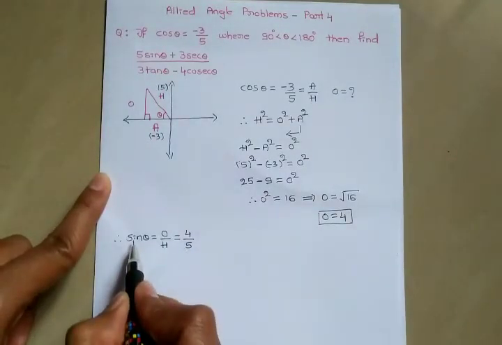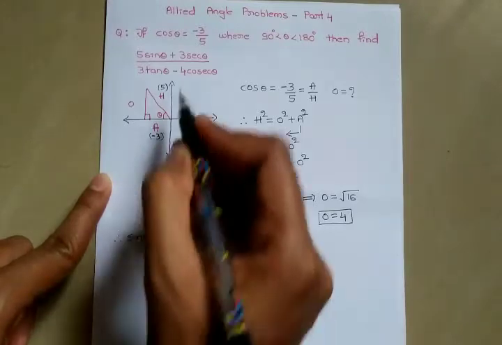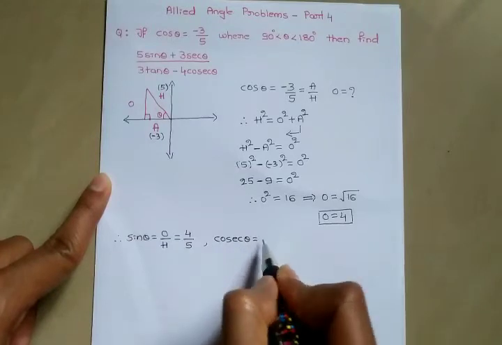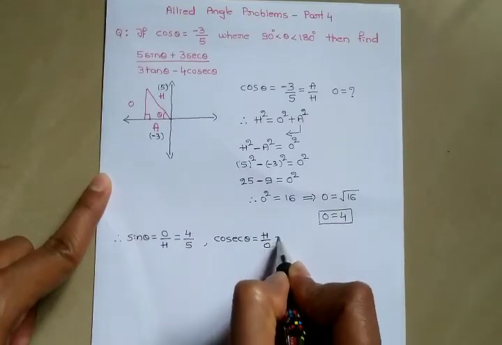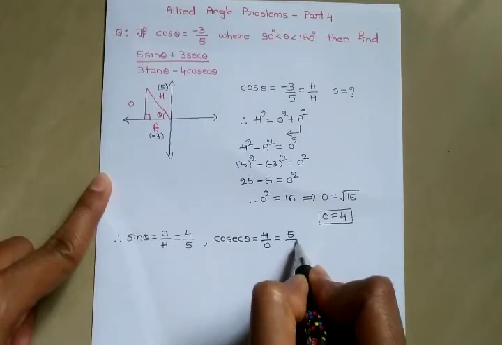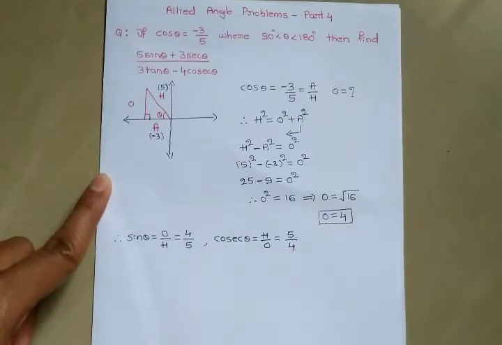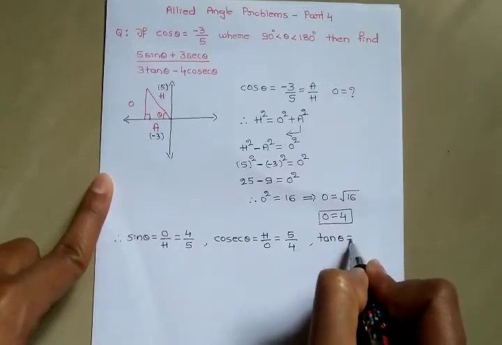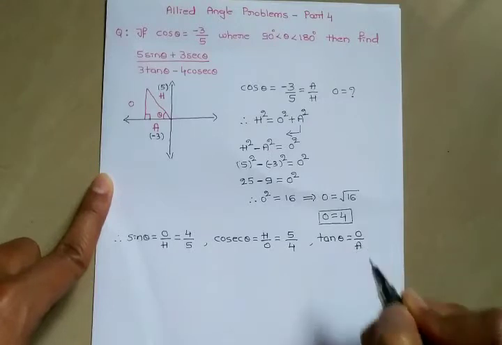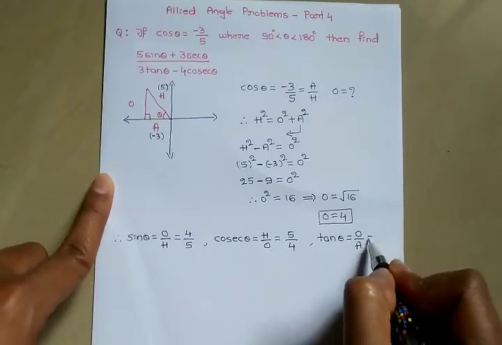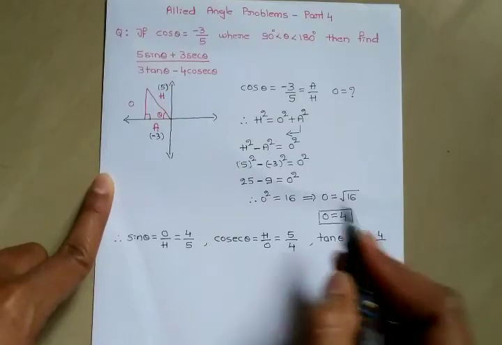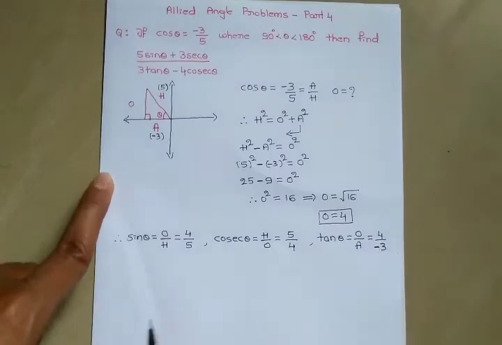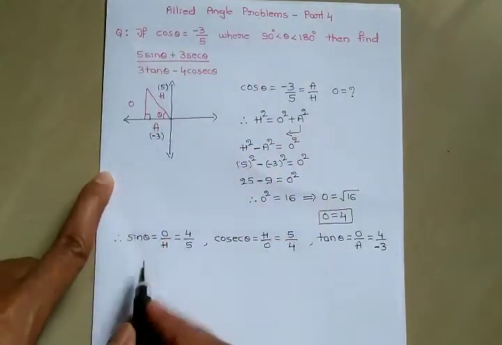Next, cosec theta is the reverse of sine theta, so easily you can write cosec theta is equal to h divided by o, which is 5 divided by 4. Next, tan theta is equal to opposite divided by adjacent side. The opposite side is 4 upon the adjacent side, which is minus 3. And last, which value? Sec theta.